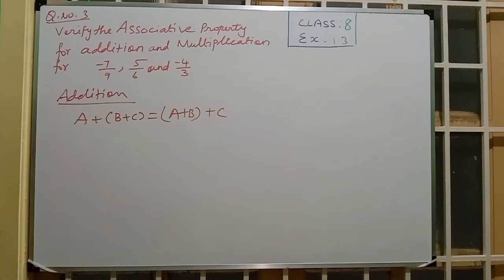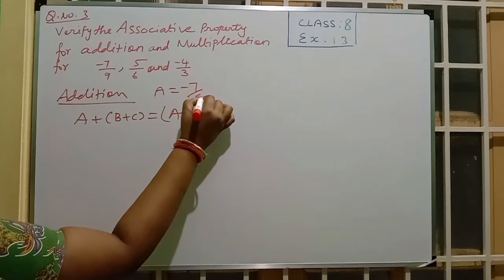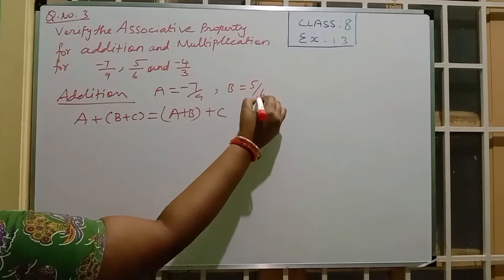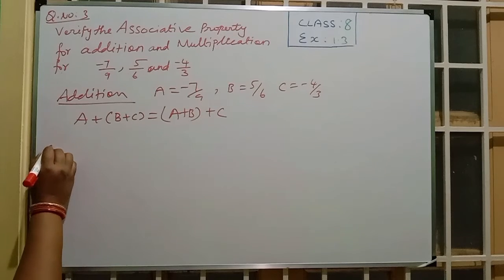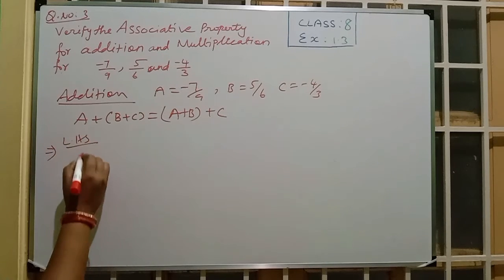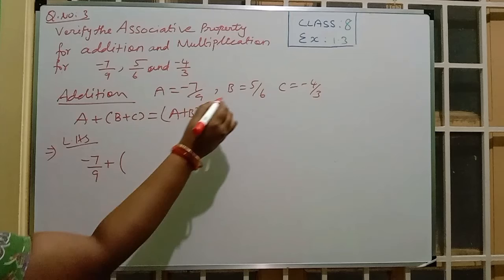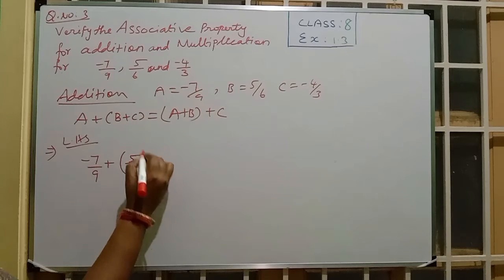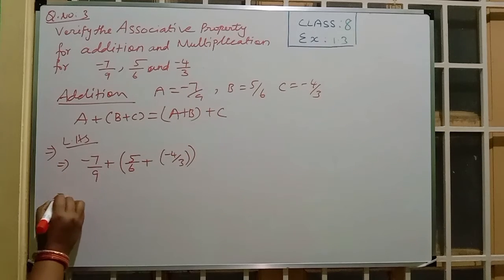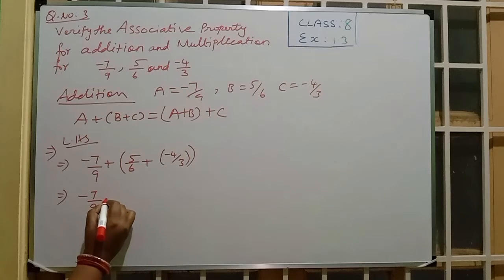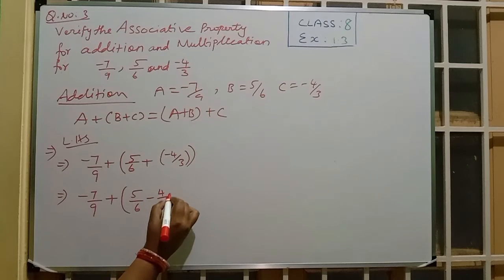Given rational numbers, we have considered as A, B, C. Here A is equal to minus 7 by 9, B is equal to 5 by 6, C is equal to minus 4 by 3. Now placing the values, LHS: A is minus 7 by 9 plus open bracket B is 5 by 6 plus C is minus 4 by 3.